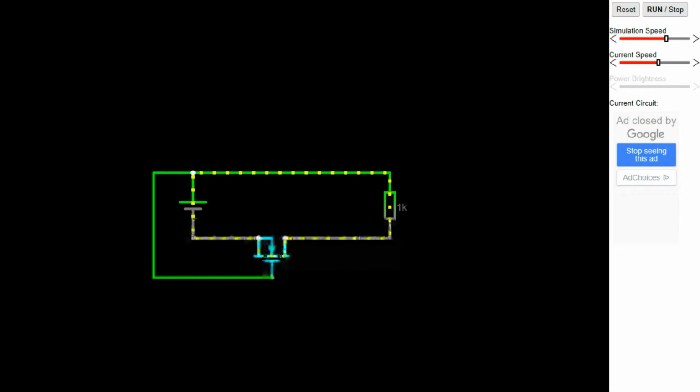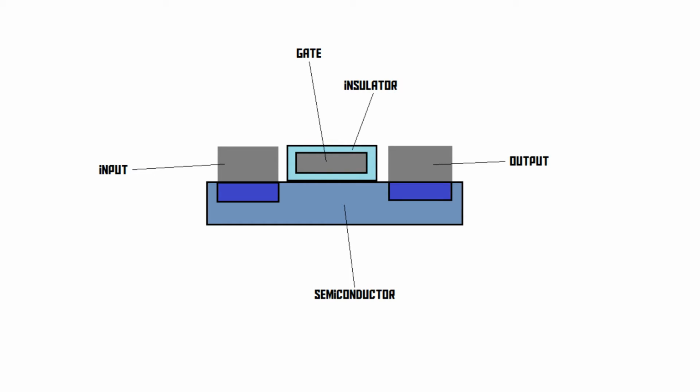This transistor becomes conductive when you apply a positive voltage to the gate. And when we stop applying the positive voltage, the transistor is no longer conductive. So basically, a transistor is just a switch with no moving parts that can be operated using electricity. So how does this work?